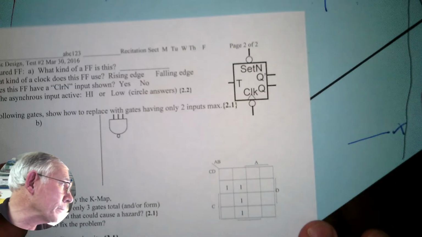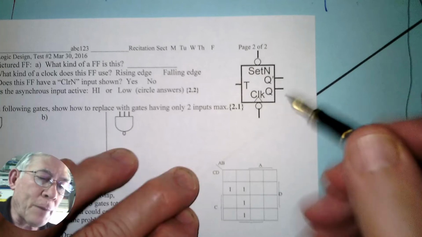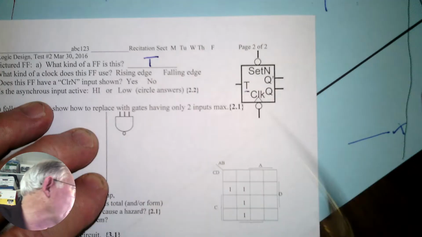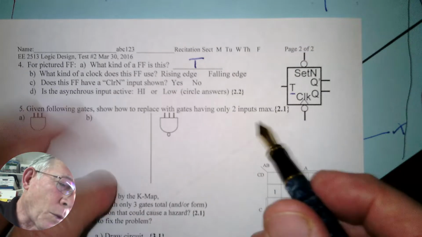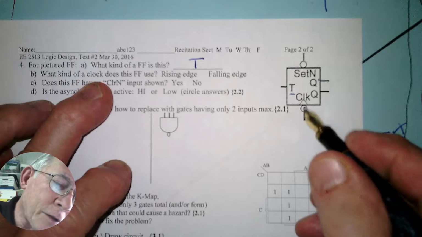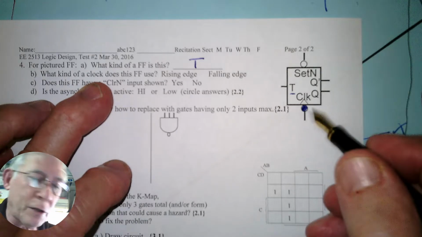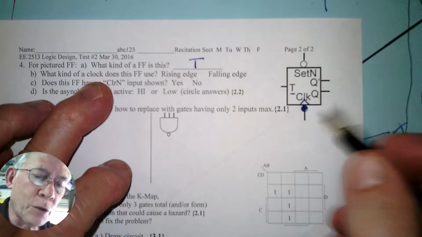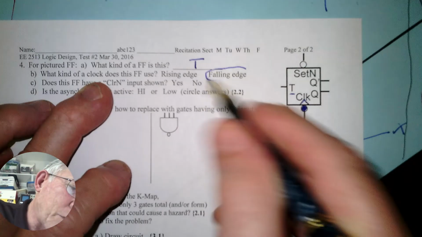Next. So we have here a flip-flop. What kind of flip-flop is it? Well, it's got a T input, so it's a T flip-flop. What kind of clock? It has a bubble here. It can be filled in or it can be open. Doesn't matter. It means the same thing. It has the edge, little caret that stands for the edge. So it's a falling edge clock because of the bubble. No bubble, it would be a rising edge.